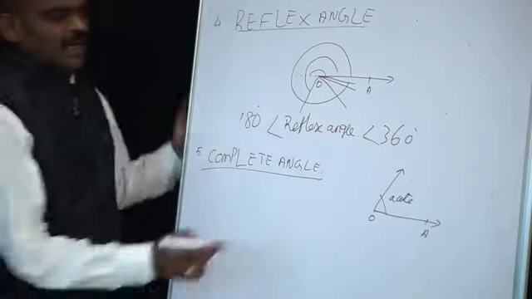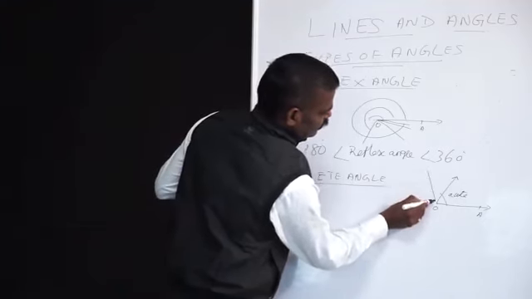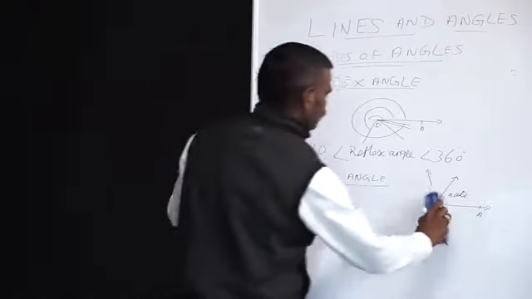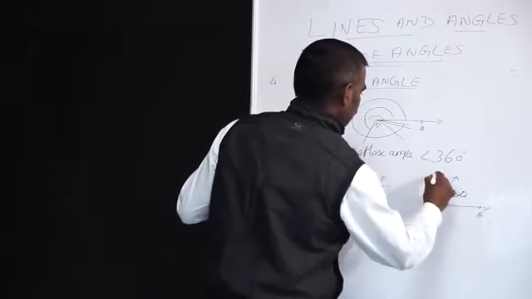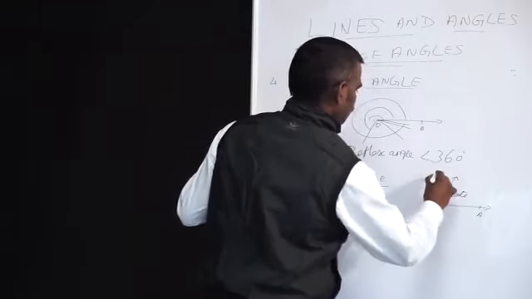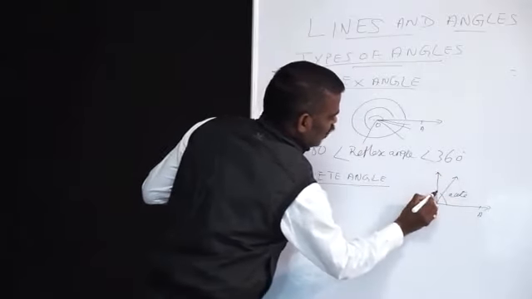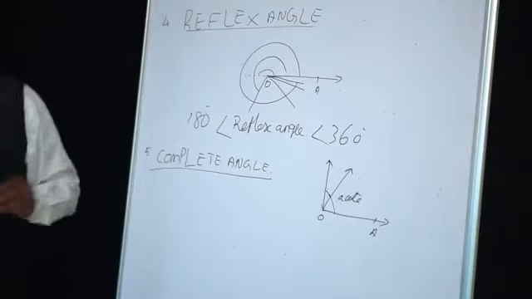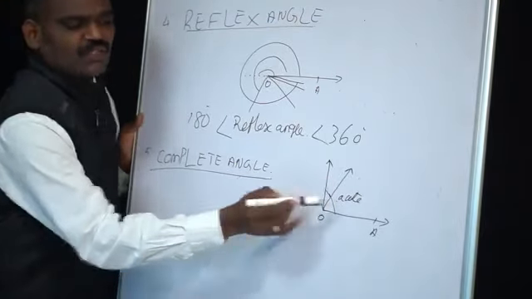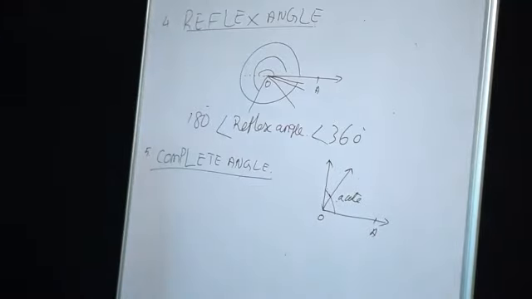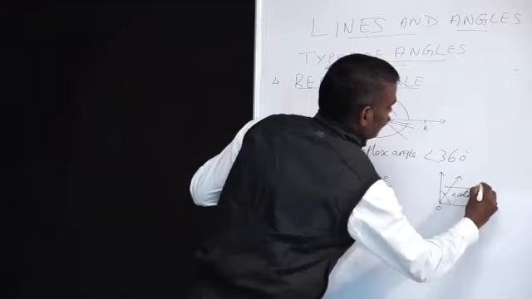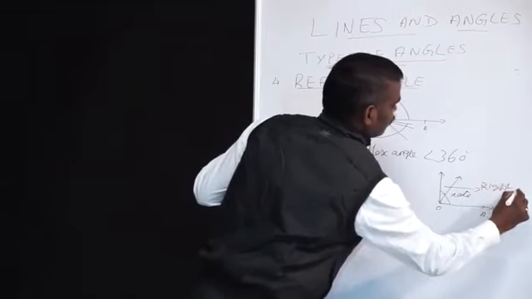Now, I am going to draw another. This acute angle and this small angle together. So, which one is it? Acute angle plus the small angle together form a new angle. Yes, your guessing is correct. What is that? Right angle. What do you call it? Right angle.